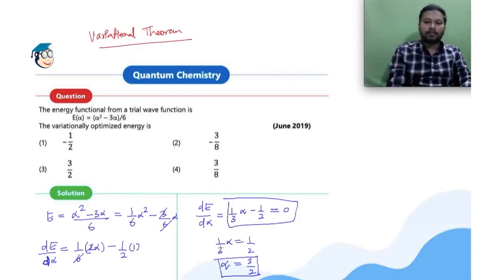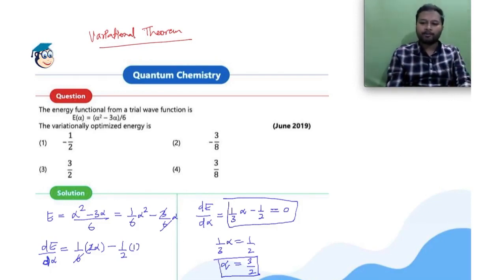Now in this particular question, we don't have to find out maxima or minima. Okay, we just need to find out the optimized value, that means either maxima or minima. So we don't have to go to the further step. We just have to put this value of alpha in this particular equation of energy to get the optimized value of energy.